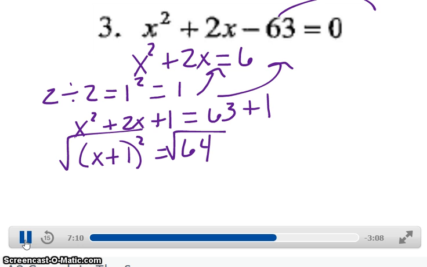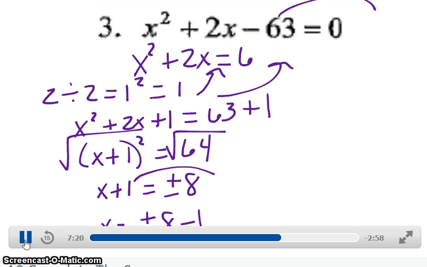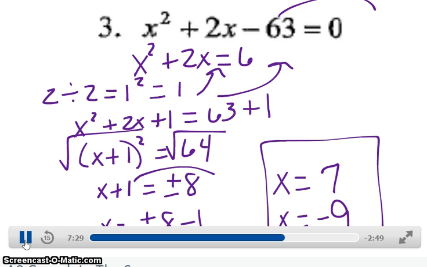Square root, x plus 1 equals plus or minus 8. Move your 1. X equals plus or minus 8 minus 1. X equals 8 minus 1 is 7. X equals negative 8 minus 1 is negative 9.